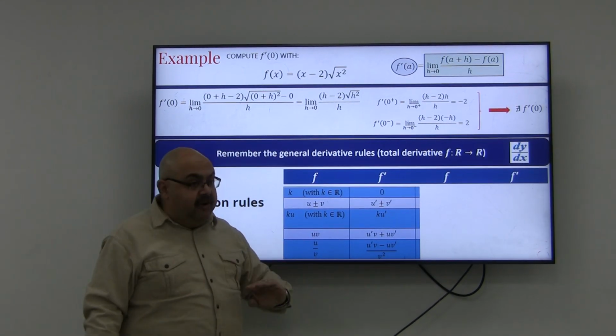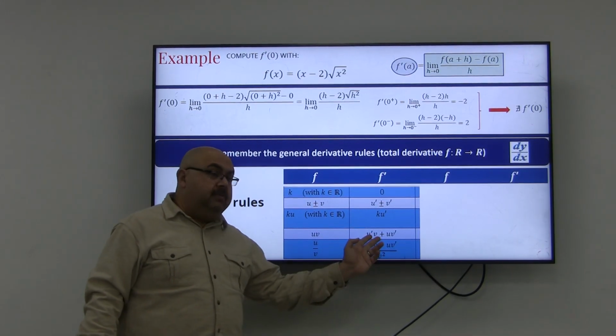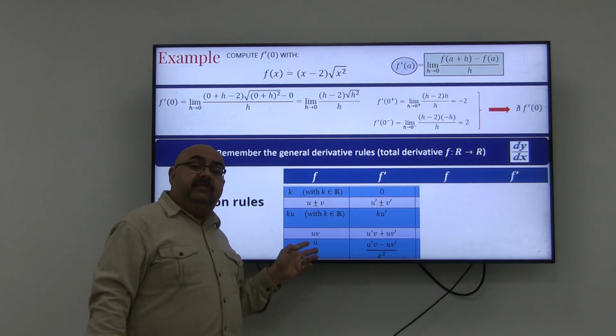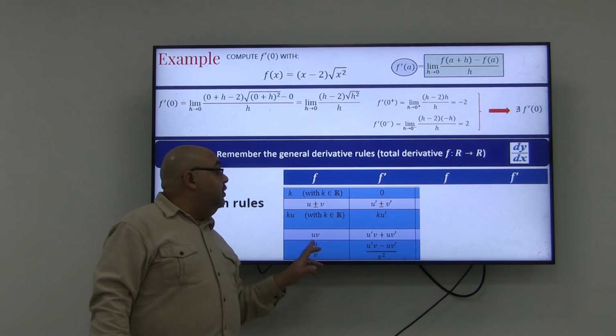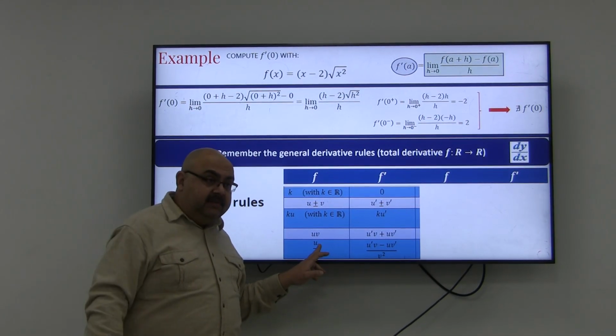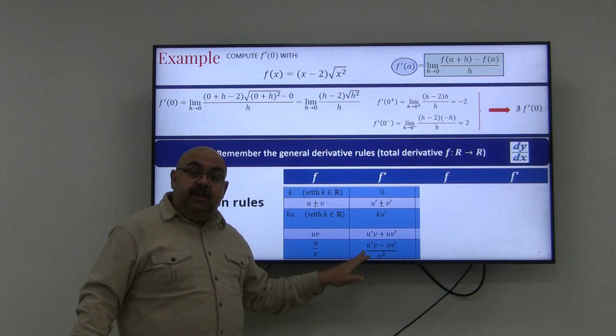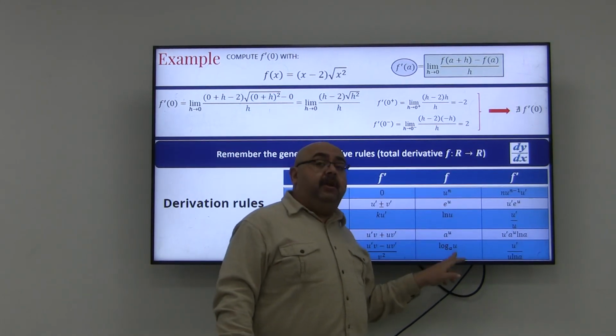I will differentiate the first times the second, plus differentiating the second times the first. If I have two functions divided by each other, I will square the denominator, then find the derivative of the numerator times the denominator minus vice versa. That's the law of the derivative of two functions.